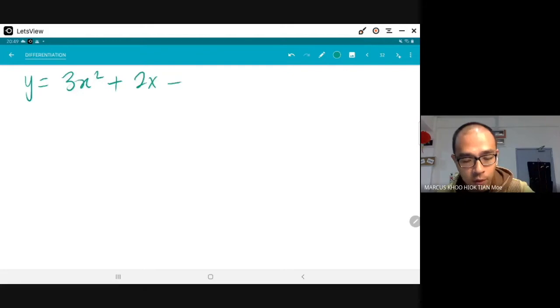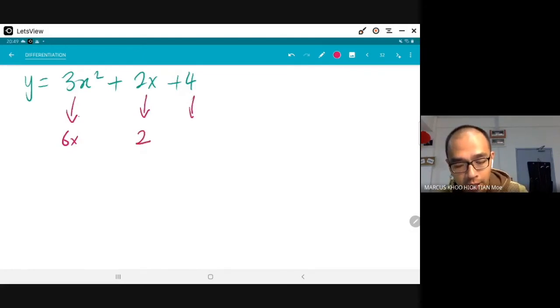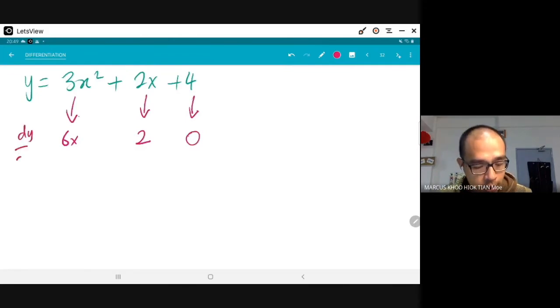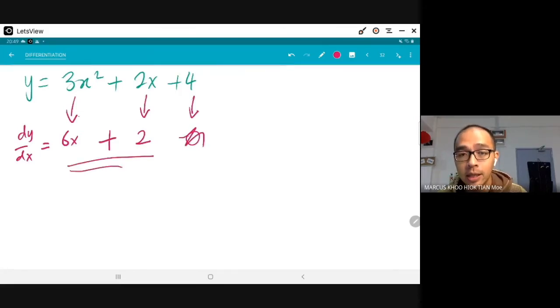So you differentiate each one separately. When I differentiate this, I will get 6x. How about if I differentiate 2x? I will get 2. And if I differentiate the number, I will get 0. So my differentiation dy dx will be equal to 6x plus 2. Don't need the plus 0. This is my answer. So you differentiate them separately and then at the end of it, you bring it together.